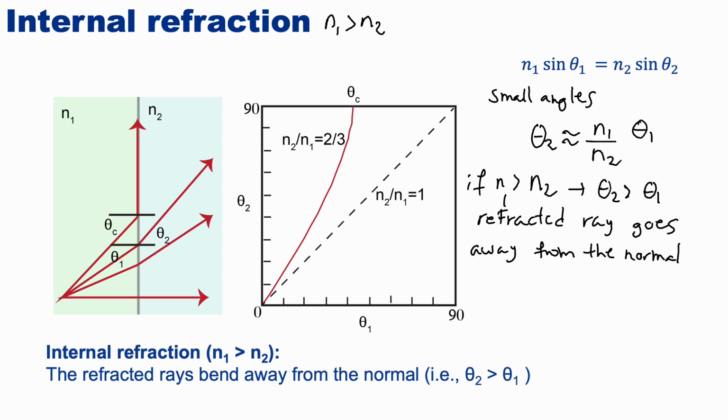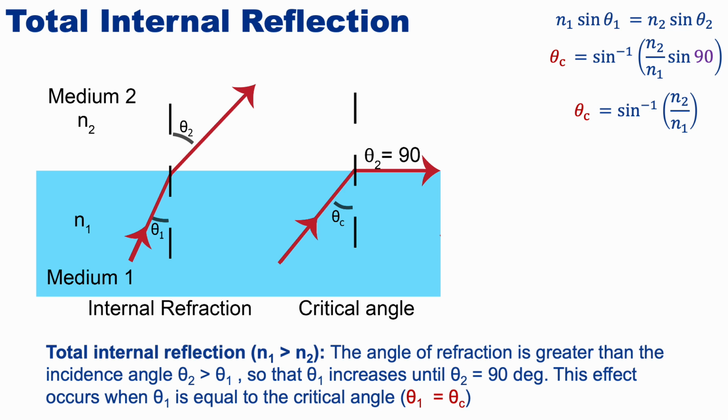There is a particular case where the refracted angle is equal to 90 degrees. So let's talk more about this particular case. We are in the case where n1 is higher than n2, and therefore theta 2 is going to be higher than theta 1. But there is a particular case where theta 2 is equal to 90 degrees. The sine of 90 degrees is equal to 1. So we're going to define the critical angle.